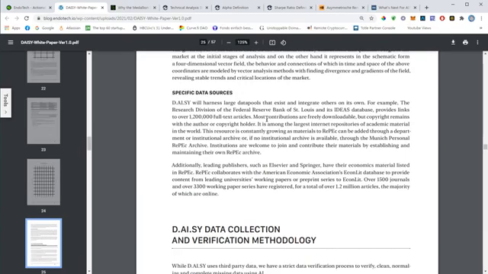And then as far as data sources, that's an interesting thing. This is just an example, they used the research division of the Federal Reserve Bank of St. Louis and its ideas database. By the way, it provides links to over 1.2 million full text articles. So this is a lot of data that needs to be mined and understood.